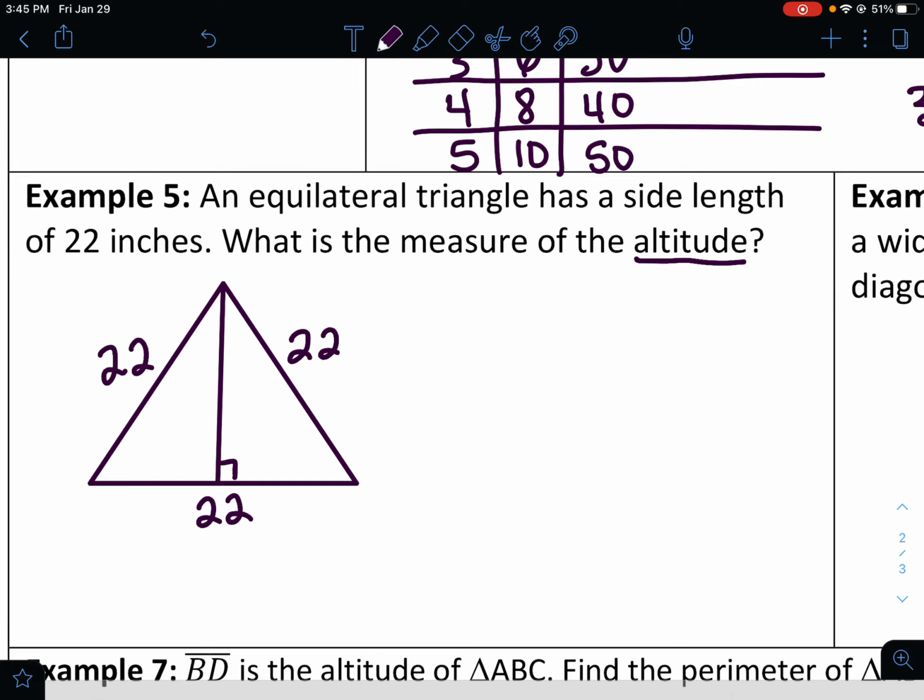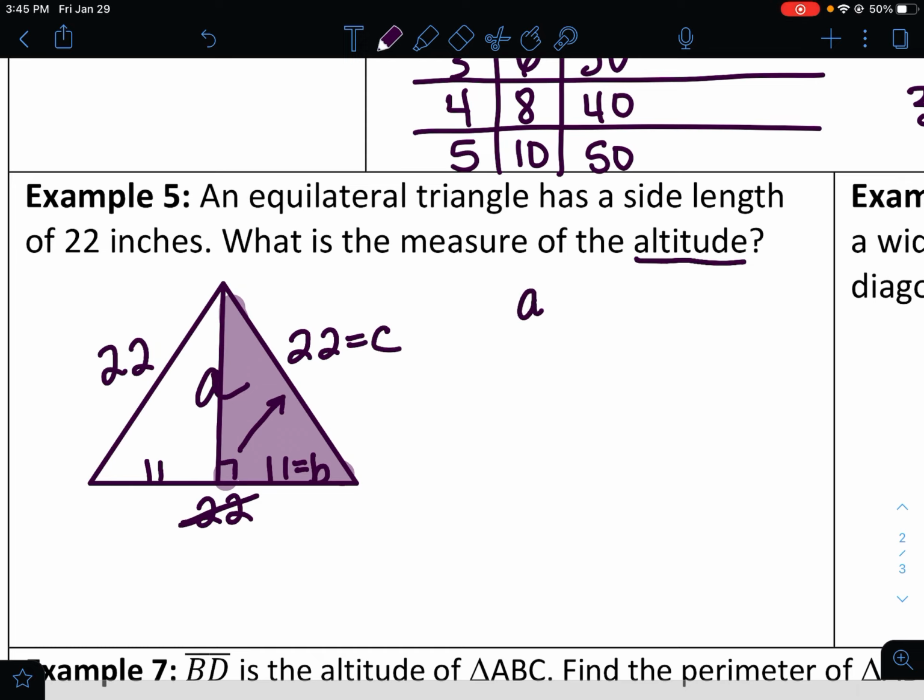Altitude goes straight down, remember? It makes a right angle with the base, and then it creates 2 right triangles. As usual, I'm going to focus on the right side just because I'm right-handed. It doesn't really matter which side you choose, though. So we know this side is 11 and this side is 11. I'm just going to use that to figure out how long the altitude is. I'm going to make that 11 b. And of course, you can see that 22 has to be c because that's the longest side.